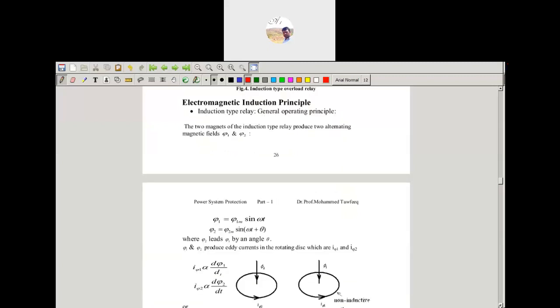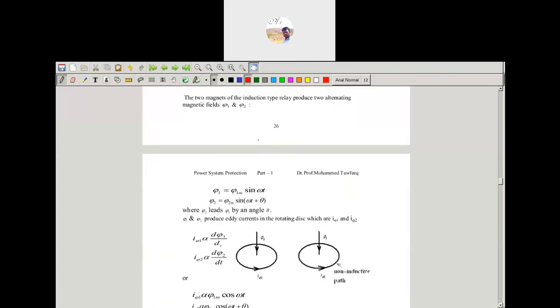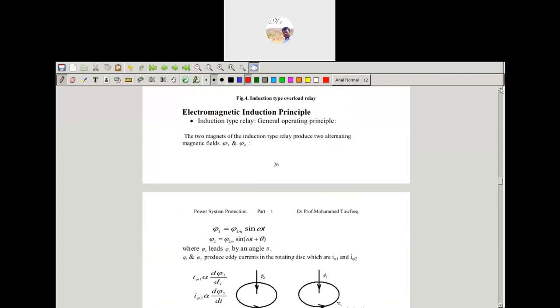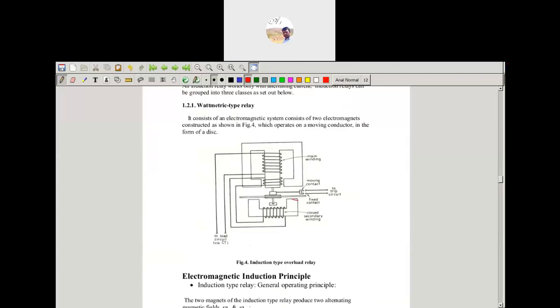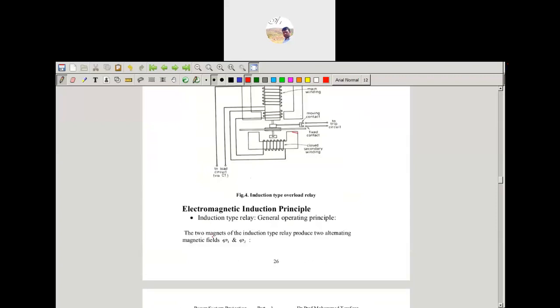Here we have two fluxes. We have one main winding and another winding. You can see we have the two windings, right? The main winding, and here is a closed secondary winding. Due to that, we get two types of fluxes, phi 1 and phi 2. The two-magnet induction type relay produces two alternating magnetic fluxes, phi 1 and phi 2, and here is the disk. Based on this, the disk rotates.